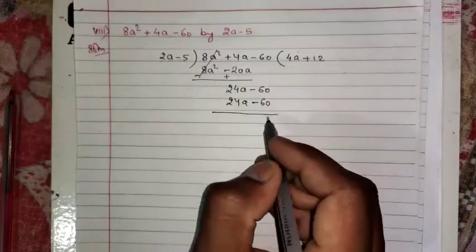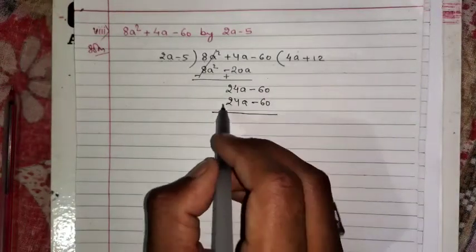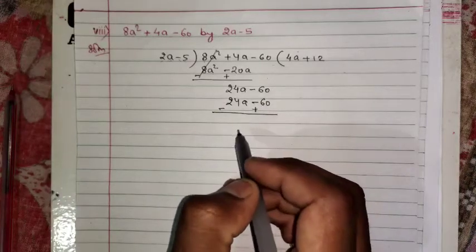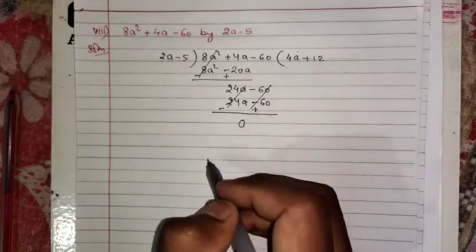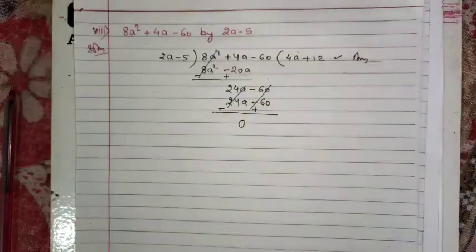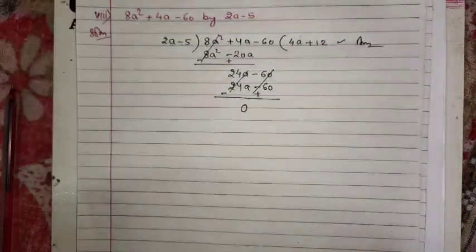In the next step again we will change the sign. This is positive, it will become negative. This is negative, it will become positive. This will be cancelled, remainder will be 0. This will be our answer. Hope that now it is more clear to you all.